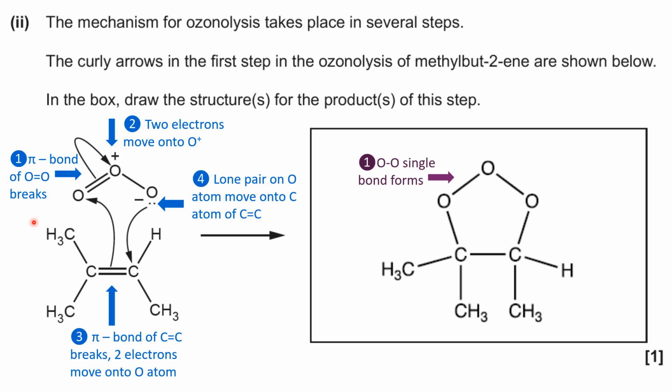So if the pi bond of an O double bond O breaks, which is section 1 in blue, the consequence in purple is that an O single bond O will form instead, which is exactly what you've got there. If you've got an O+ that picks up 2 electrons, that completes its outer shell. So now it's an oxygen atom with no charge.